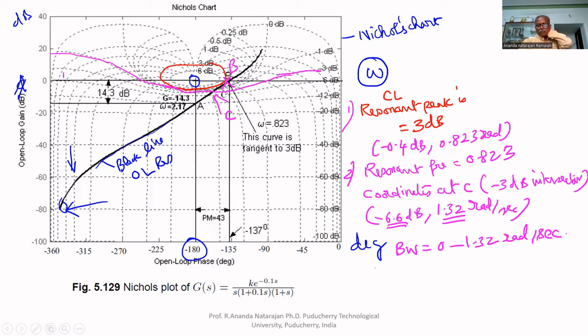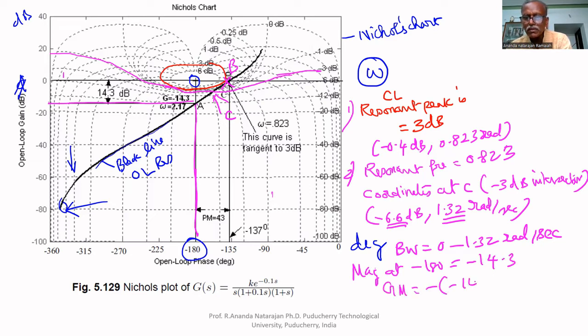Now we have to find the gain margin and phase margin. To find the gain margin, draw a vertical line at 180. It cuts the magnitude plot at A. At A, what is the magnitude we have to see? The magnitude at minus 180 equal to minus 14.3. Therefore, gain margin equal to minus of minus 14.3 equal to 14.3 dB.